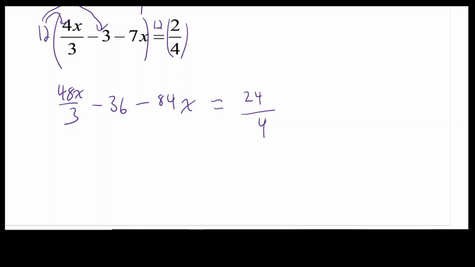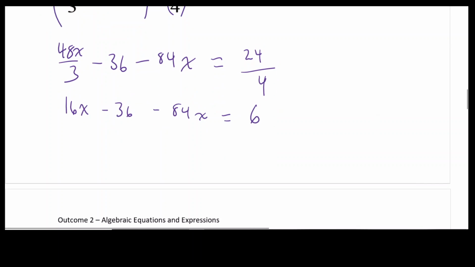48 divided by 3 is 16x. The term has an x. Minus 36 minus 84x equals 6. So do your division there. Now, my x terms are on the same side of the equation, so I'm not thinking of getting rid of one of them. I'm thinking of combining them. So I've got to do 16 take away 84. Man, I'm wishing I packed my calculator, but that is negative 68x minus 36 equals 6.